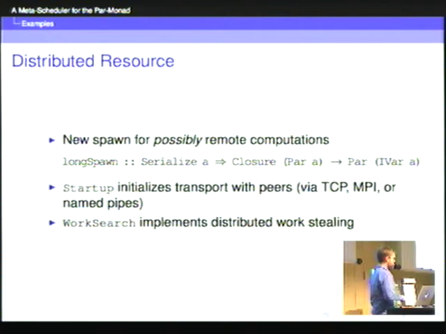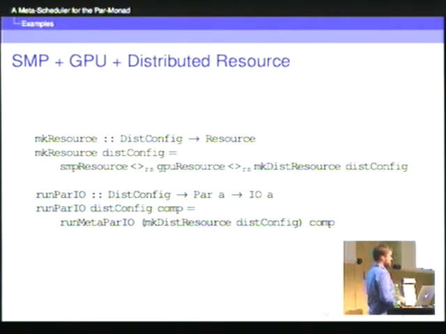The distributed resource also adds a new spawn operator that just uses the Cloud Haskell remote procedure call techniques. And the startup initializes, does the handshaking with network peers, brings up MPI, however it is that you're communicating. And then the work search is an implementation of distributed work stealing. So as an example of how straightforward it is, once you have these individual resources, this is all the code that it takes to have a 3-level resource that has a full complement of SMP threads, drives a GPU, and also has distributed work stealing.